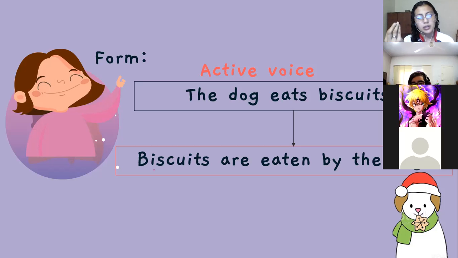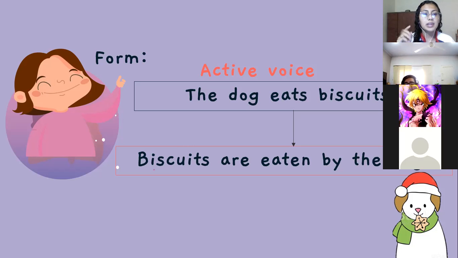Tenemos que escribir el verbo to be. ¿Ok? Pero si estamos hablando de presente, el verbo to be va a ir en presente. Excelente, muy bien. Tenemos que identificar el tiempo verbal de la voz activa. Si está en presente, pues nuestro verbo to be va a ir en presente.